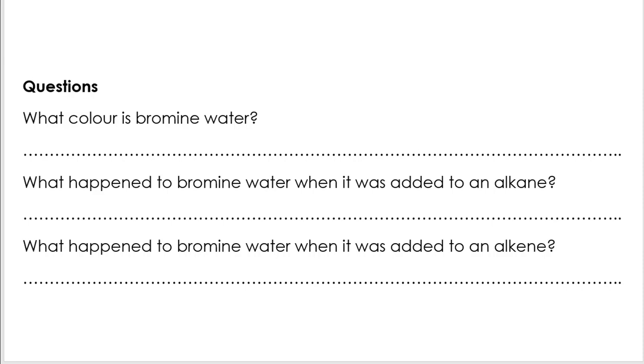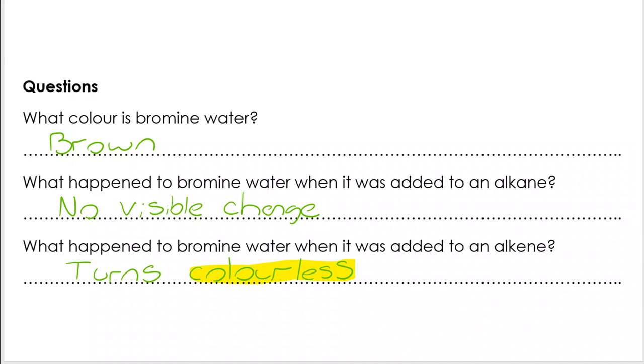The purpose of this is just a straightforward reinforcement of what we've just seen, to really make those connections and hopefully remember it more securely. So what colour is bromine water? It is brown. What happens when we add it to an alkane? There is no visible change. And what happens when we add bromine water to an alkene? It will turn the bromine water colourless. And a really important distinction here, we do not say it turns it clear. Clear means not cloudy. Bromine water is brown, but it's clear. We have to use the term colourless.